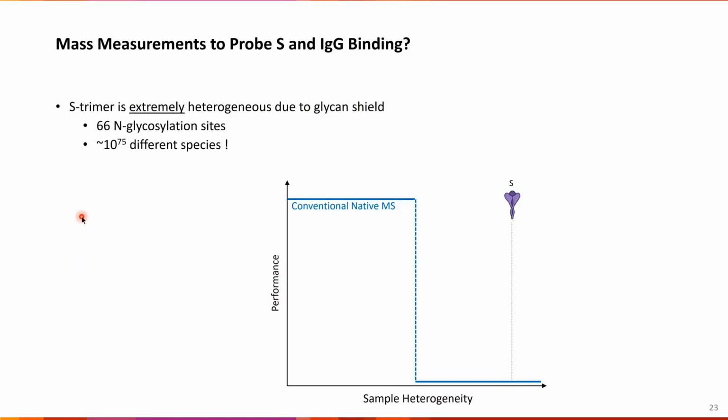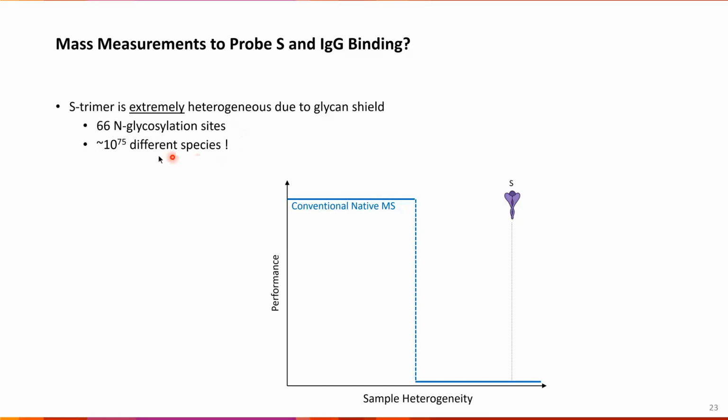And the reason why it hasn't been easy, and this is actually quite a challenging problem, is that the S trimer is extremely heterogeneous. This is due to its extensive glycosylation. On the spike protein, there's a very large number of glycans. This has been called the glycan shield, and it's thought to play a role in immune escape. The spike trimer has 66 different glycosylation sites. Each of these sites can have a varying number of sugar molecules on it, so this blows up exponentially in terms of how heterogeneous it is.